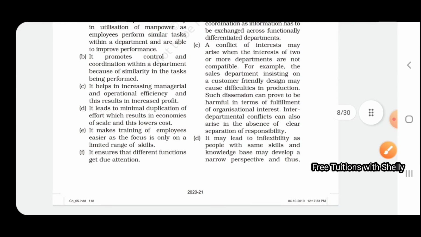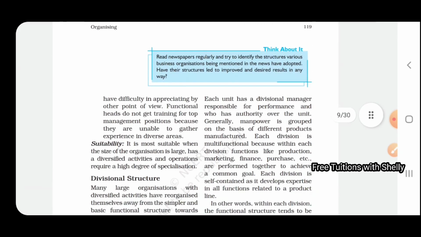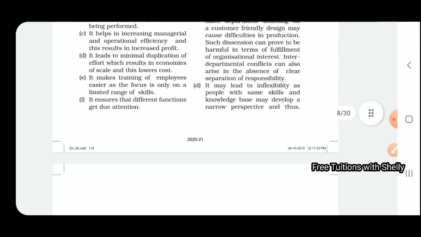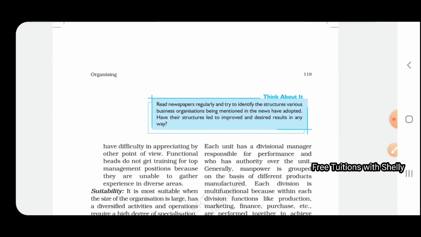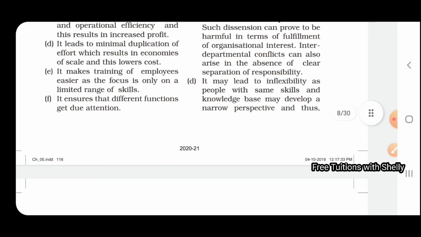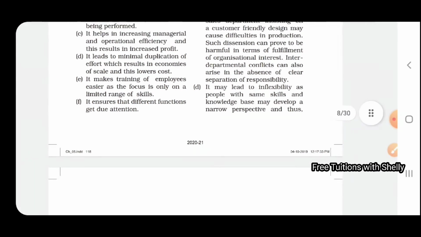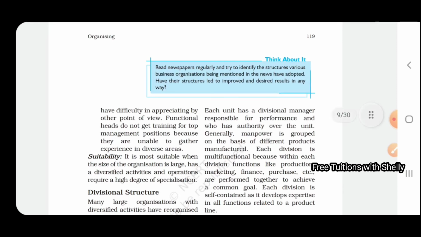Next, it leads to inflexibility, as people with the same skill and knowledge may develop a narrow perspective and thus have difficulty in appreciating another point of view. Sometimes there is inflexibility on the part of workers inside the organization who have the same skill, but they develop a narrow perspective towards all the activities in the organization from their own point of view.